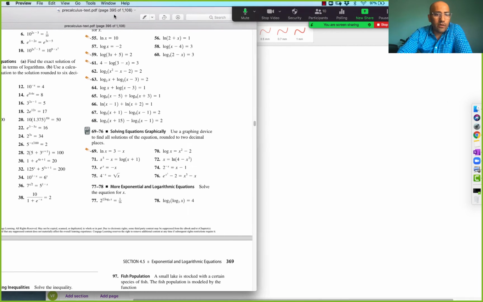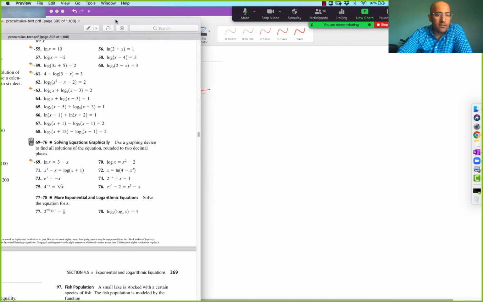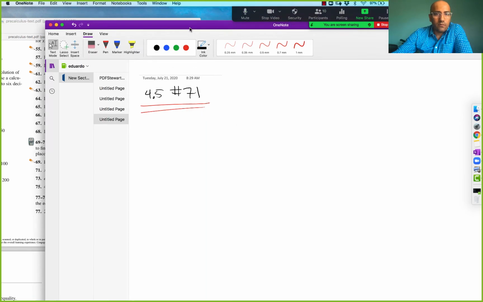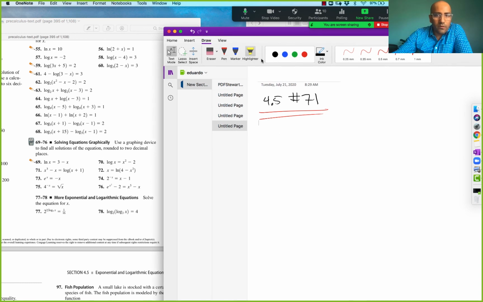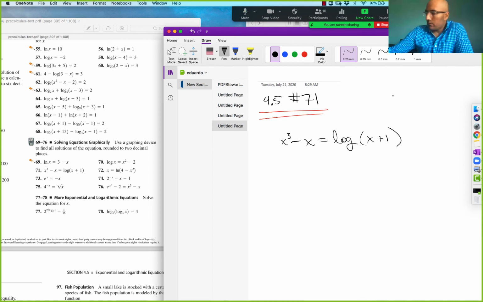Good. Okay, it's a great question, and it allows us the opportunity to solve this using technology. That's what it wants us to do. So let me copy it. Number 71 says we have x to the 3rd power minus x equals log of x plus 1. Okay, so very important to note that this is a calculator or technology question. Your book identifies all of those with this little calculator symbol.